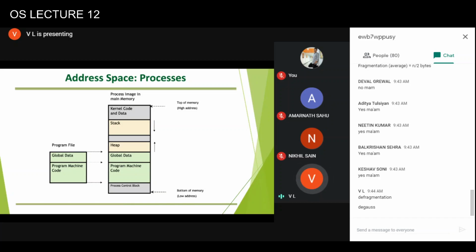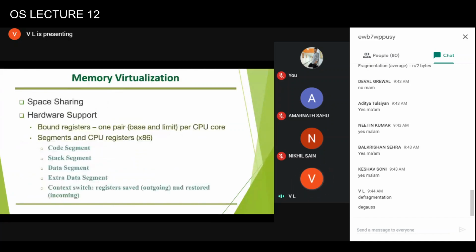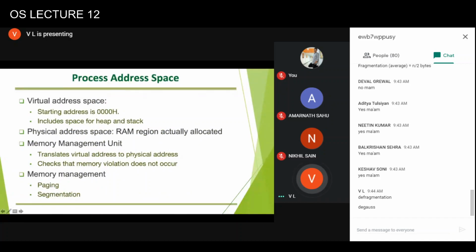And this process control block will also keep information about the CPU usage time. It will also contain information about what memory regions are allocated to this process. So this will keep a lot of information. We'll be starting from here, and we'll see how this virtual address space is managed through paging as well as segmentation.